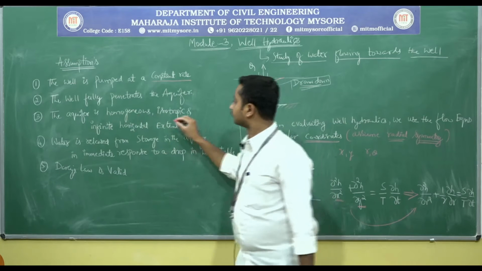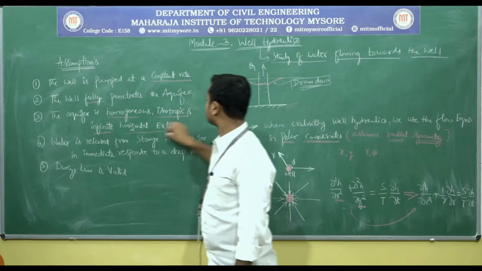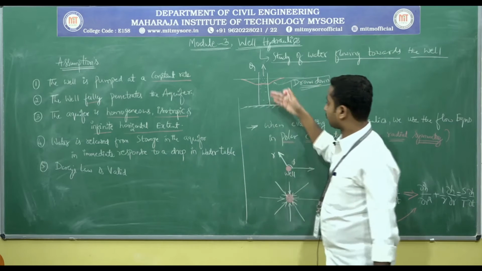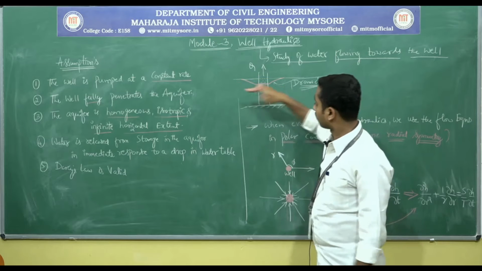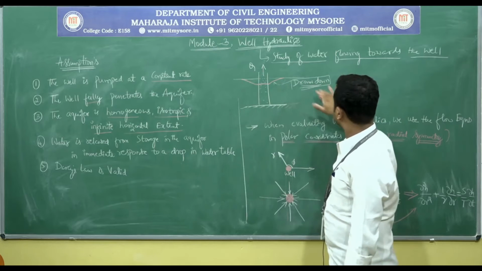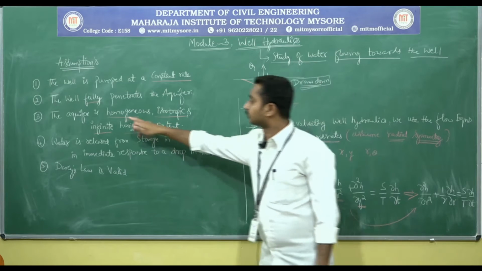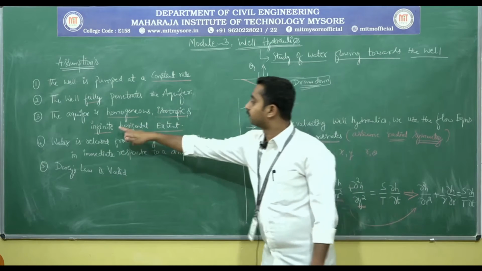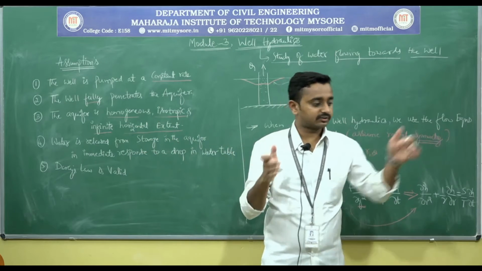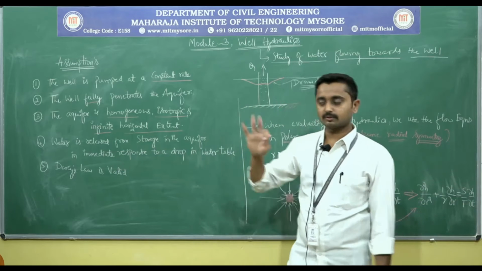Next, the aquifer is homogeneous, isotropic and of infinite horizontal extent. Homogeneous and isotropic mean the property here is the same, the property of the soil or the water here is the same. Everything is homogeneous. Infinite horizontal extent means infinite horizontal area. We are not restricting it to some square kilometer area.